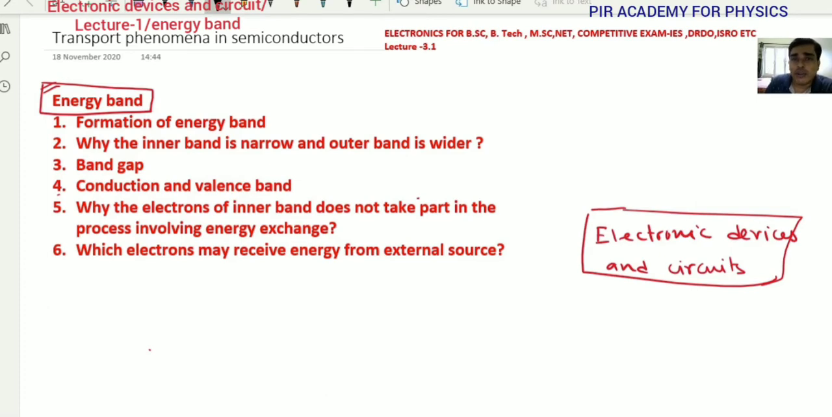In this lecture, I will discuss: number 1, formation of energy band. Number 2, why the inner band is narrow and the outer band is wider. Number 3, what is the band gap, and number 4, the conduction band and valence band. And most important, why the electrons of the inner band do not take part in the process of energy exchange, and which electron may receive energy from an external source. Here is the main fundamental question.